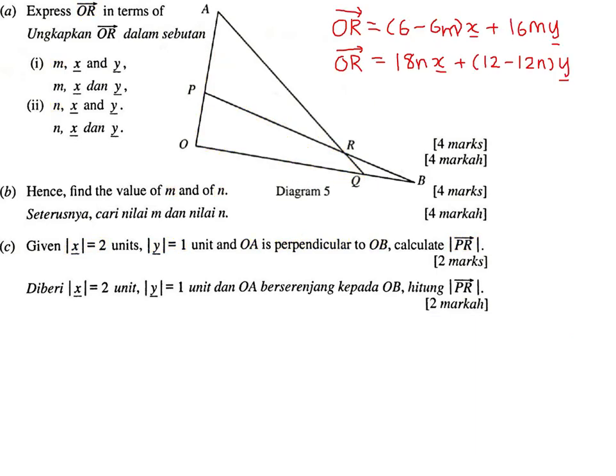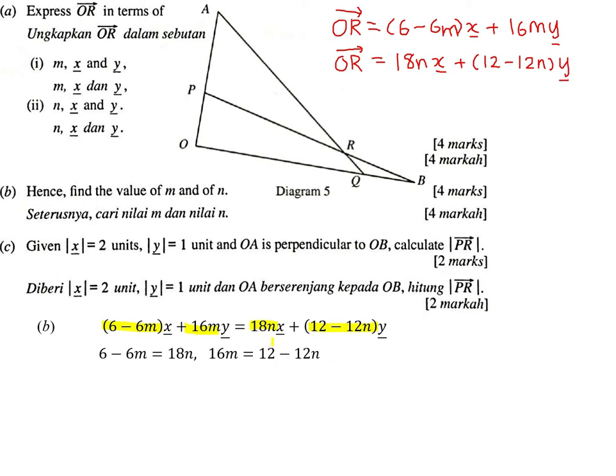Okay, so to answer the next question, in order to find m and n, we need to compare these two vectors because we know that they are actually equal vectors in terms of different unknowns. So the first step, (6 minus 6m)x plus 16m y equals 18n x plus (12 minus 12n)y. Because we have many unknowns here, we are going to compare side by side. We compare the coefficient of x, and then we compare the coefficient of vector y. 6 minus 6m equals 18n. Then 16m we compare with 12 minus 12n. After that, we just have to solve it simultaneously.